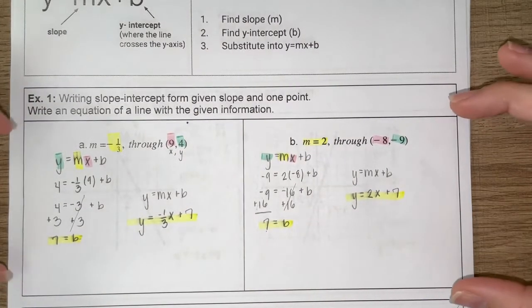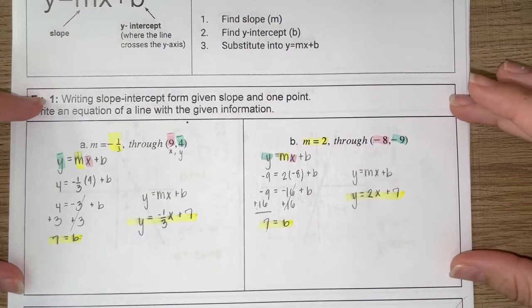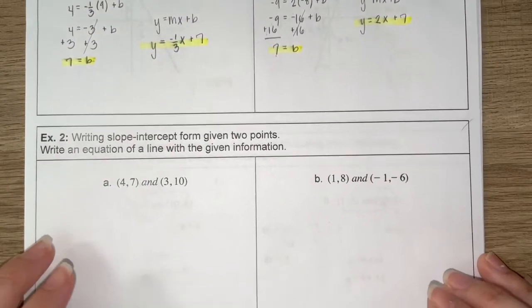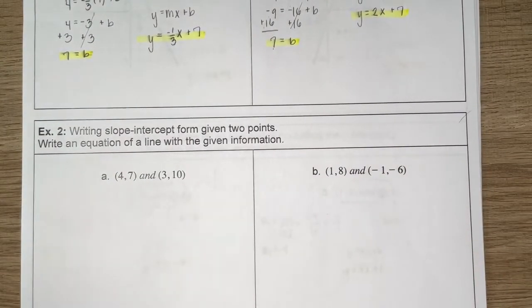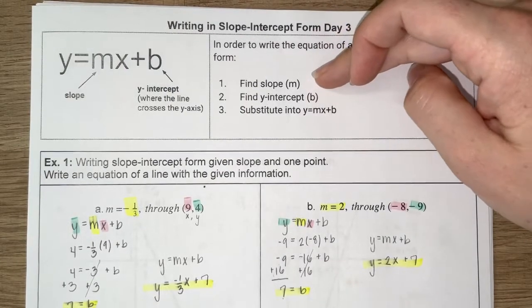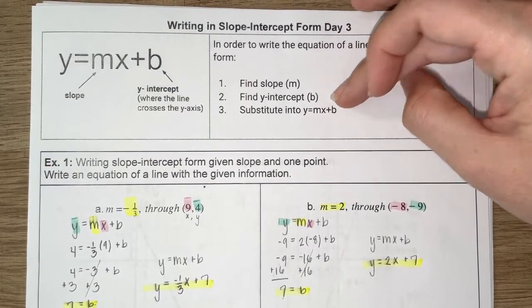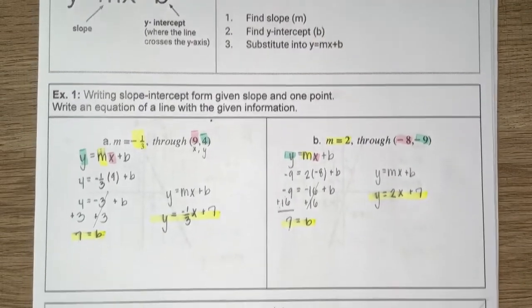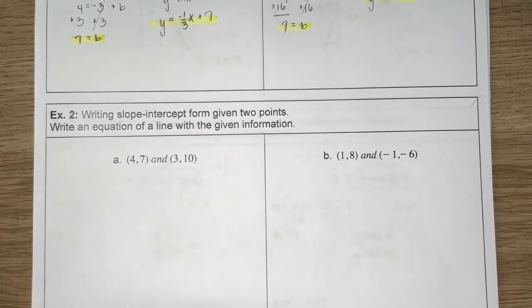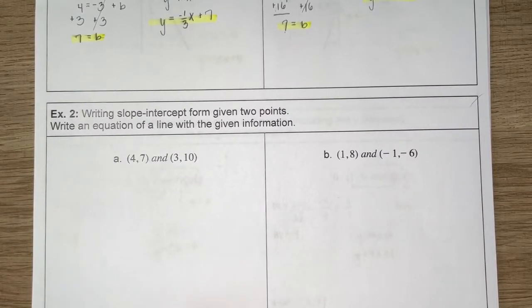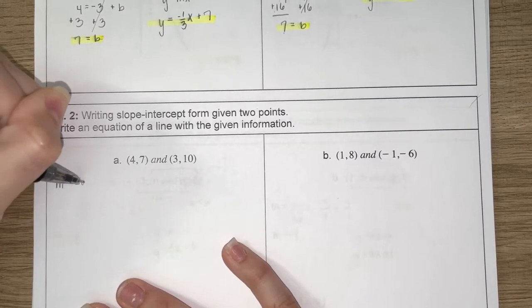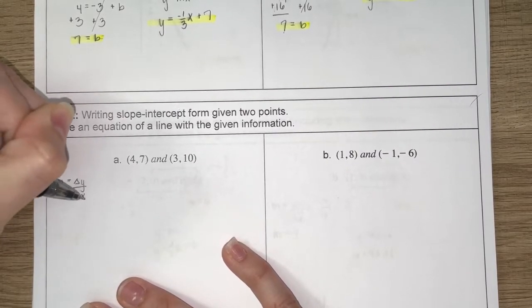So for this example, we were given slope and then an extra point. For the next example, we're not going to be given slope, we're just going to be given 2 points. So the first step that we're going to have to follow, if we go back up to these steps, is we first have to find slope, then we can find y-intercept, and then we can substitute them in. So remember, when I'm finding slope between 2 points, I have to find the change in y over the change in x. So we'll say m equals change in y over change in x.